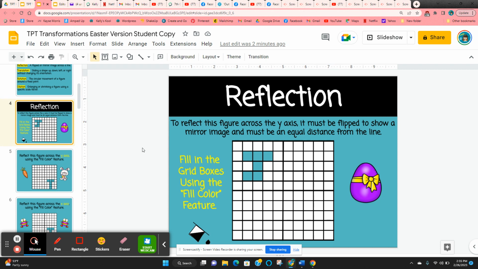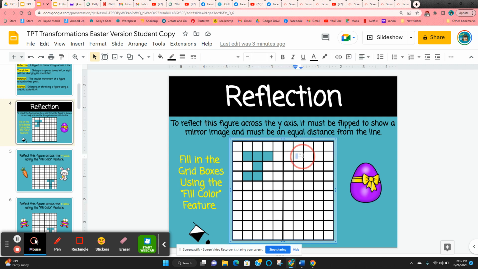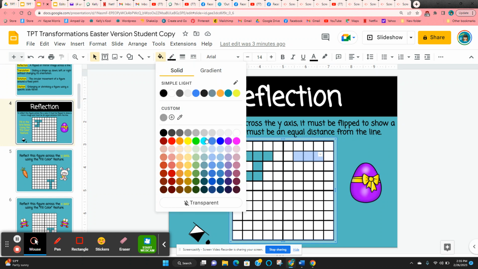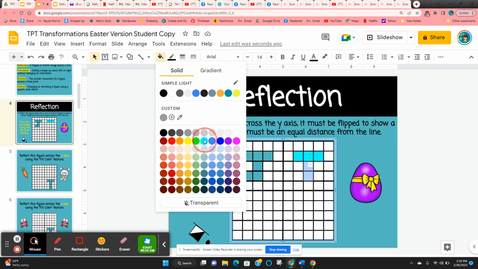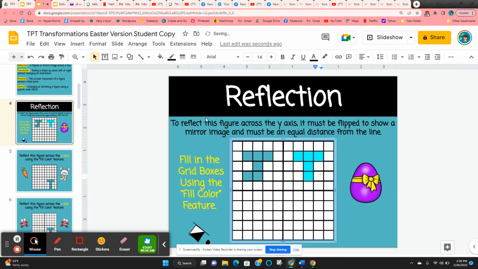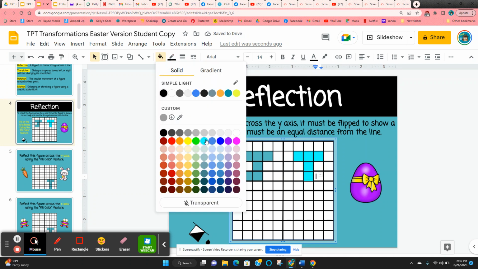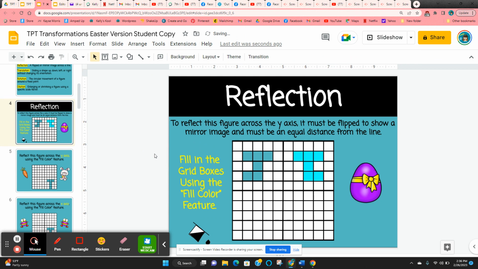They're going to use the fill color feature of Google Slides to show a reflection, this time across the y-axis. In order to do that, they just click and hold, and they scroll across until they've highlighted the squares they want to color in. And they can only color in just a rectangle at a time. So this one would be 3 steps in order to show a reflection. So it's a mirror image across a line.